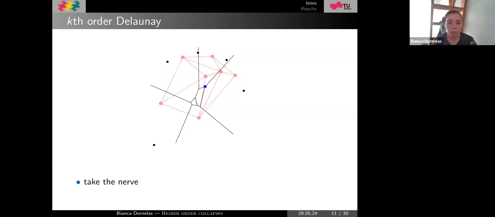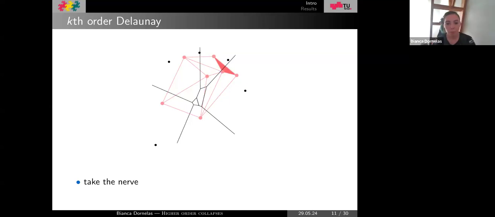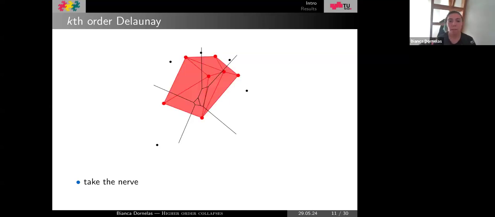And then finally, for a Voronoi vertex, we are going to add a triangle. So again, this region is this vertex, this region is this vertex, and this one is this vertex. So this Voronoi vertex corresponds to this triangle. And if we do that for all the Voronoi cells, we obtain the higher order Delaunay complex. But of course, we are interested in a version with radius so that we can relate this to the k-fold cover.